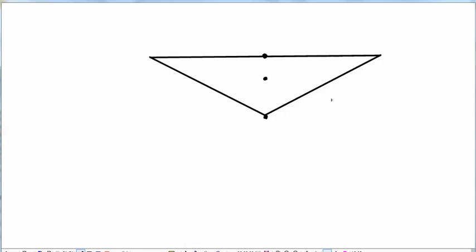Does it have line symmetry? Yes. Can you put a line right down the middle? Does that cut it in half? If you took that triangle and flipped it over that line, would it be itself? It would map onto itself, so it does have line symmetry. It doesn't have rotational symmetry.